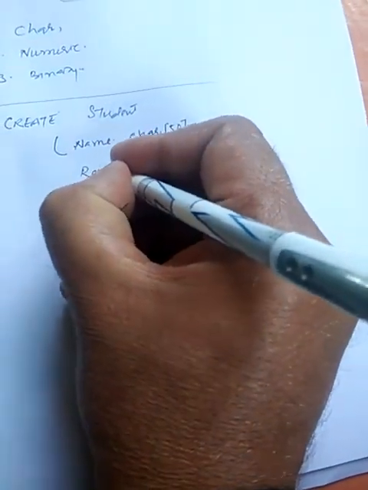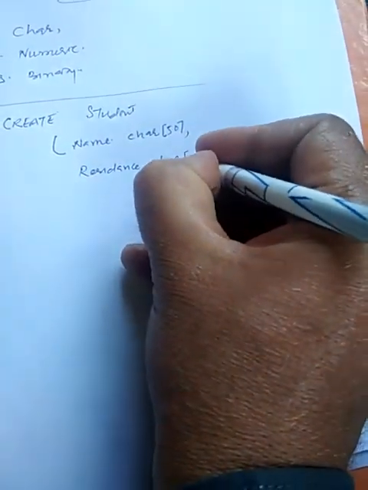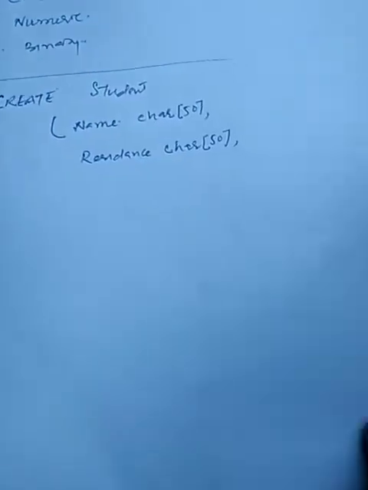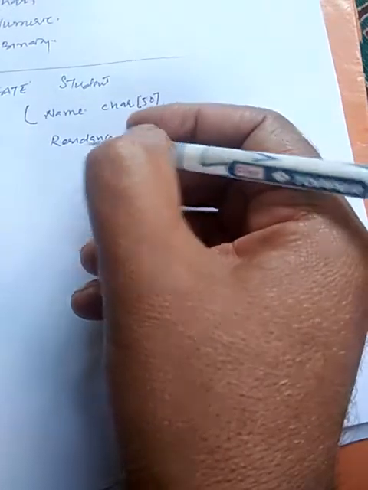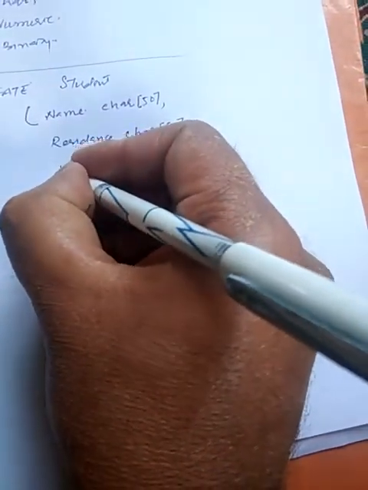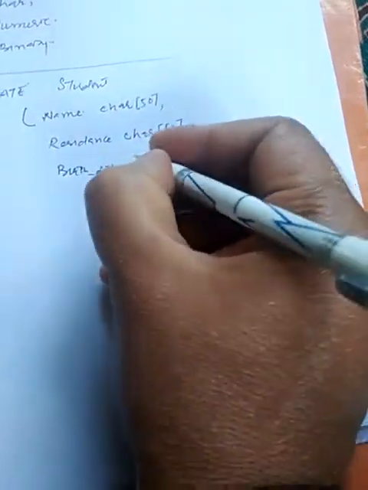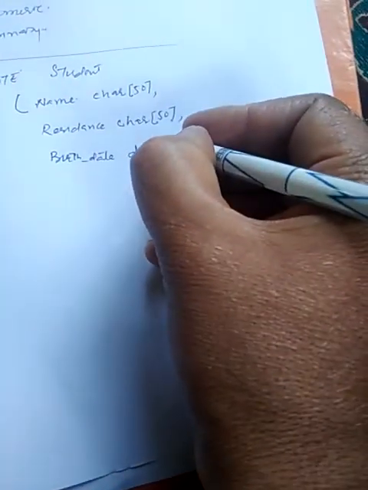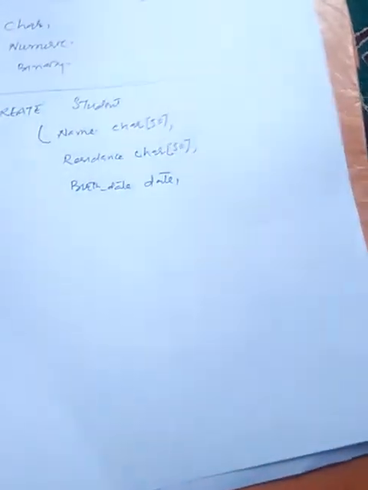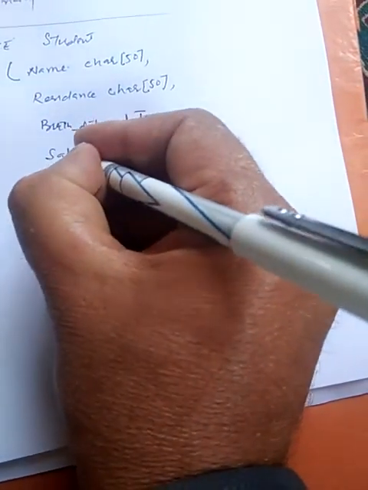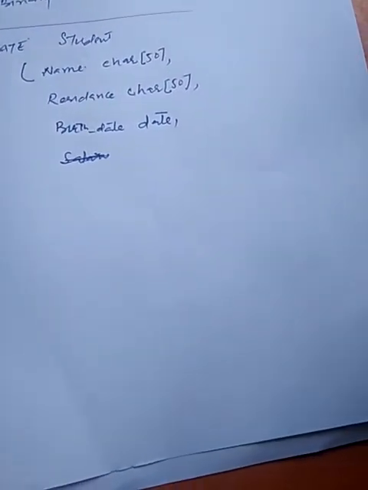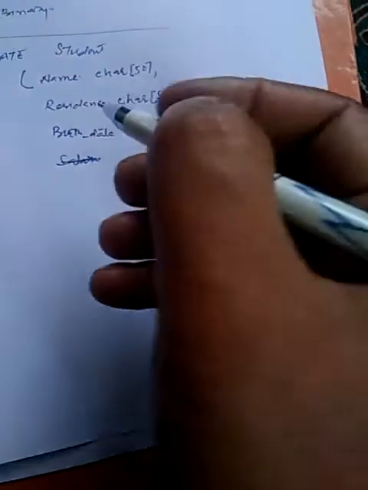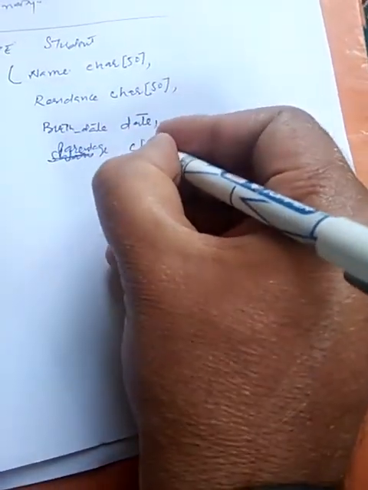Then residence, again a character type, that can store 50 alphabets. Then let us store another field, that is birth date. So this is date type. Then let us store some other field, that is salary. Leave salary, or rather, instead of residence, let it be parentage. This again is of character type, 20 characters. Let us have this.